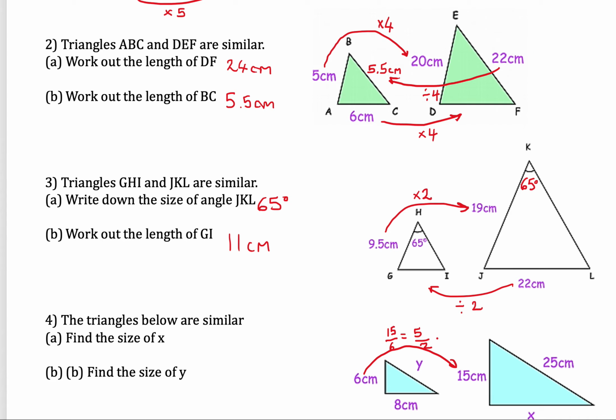So sometimes just using fractions is easier. But of course, half of 5 is 2.5, so that's what we've times by. So all I need to do is times 8 by 2.5.